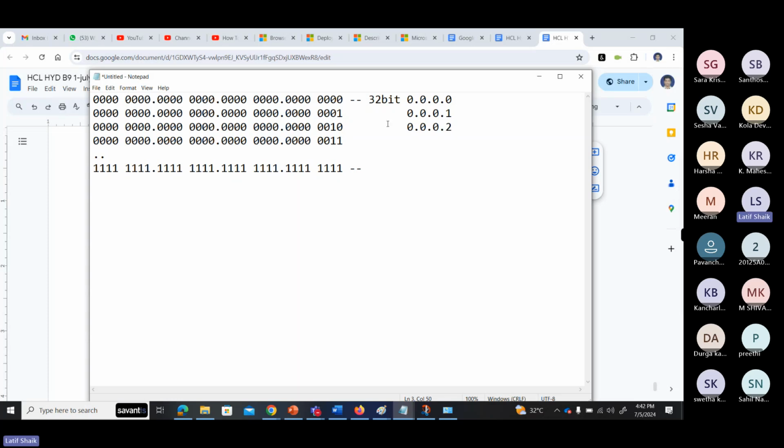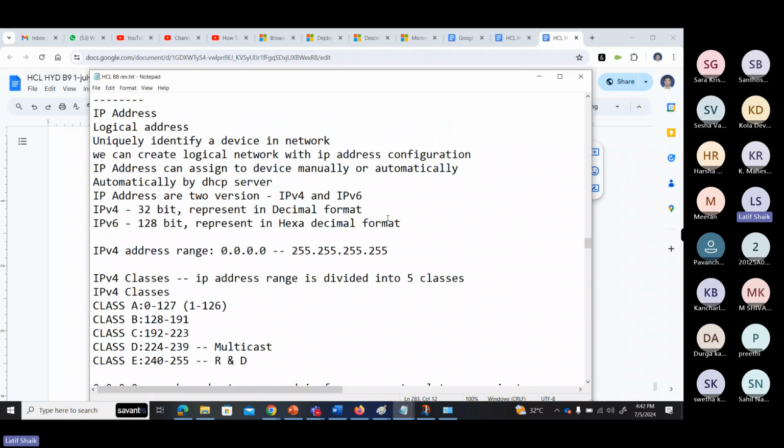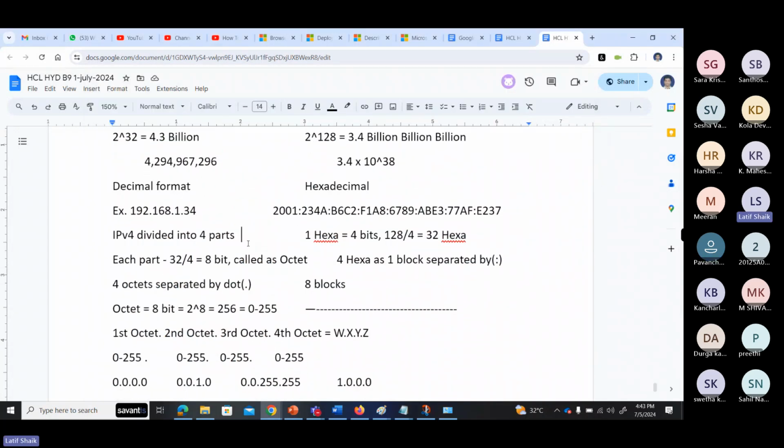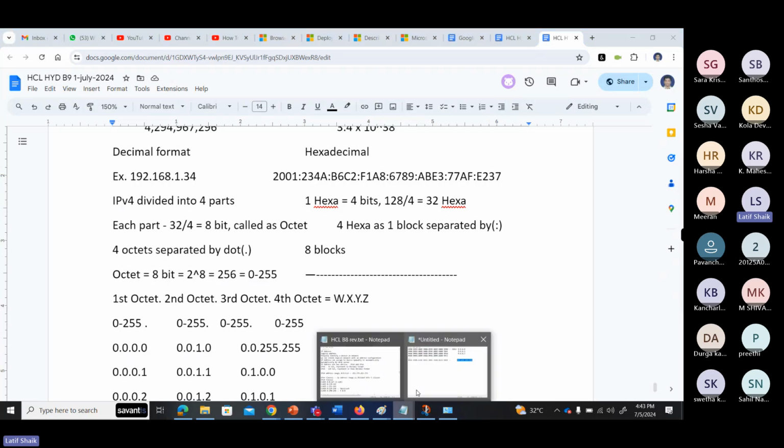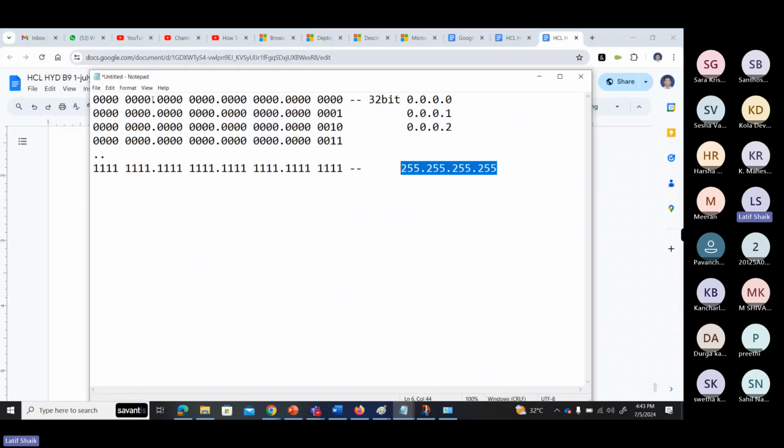This is 3. You know what the last one represents? The last one represents 255.255.255.255. It means the starting one is 0.0.0.0 and the last one is 255.255.255.255. This is your IPv4 range. Range means the starting one and the last one. Do you understand this concept? Yes, sir. Very good. So we divide an IPv4 into 4 parts, right? Each part is 8 bits. Every part is 8 bits only.